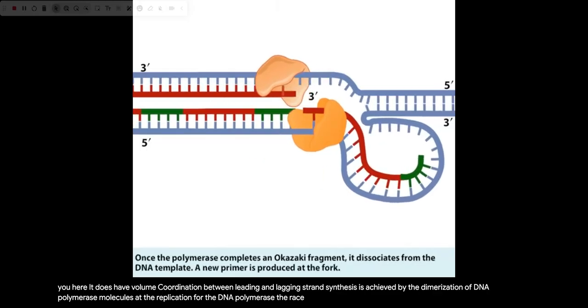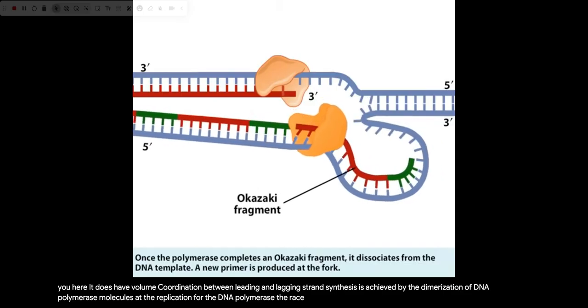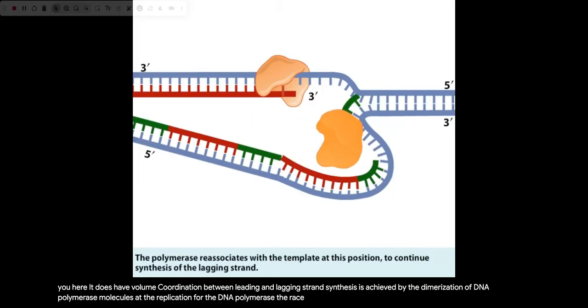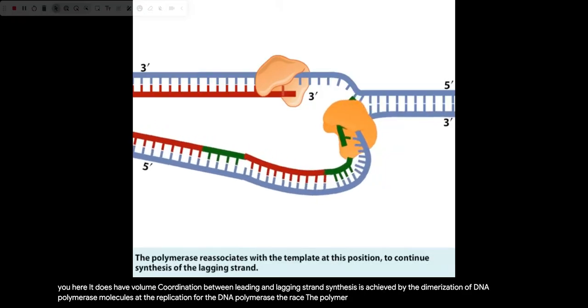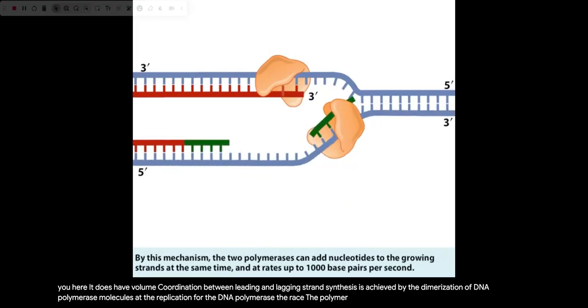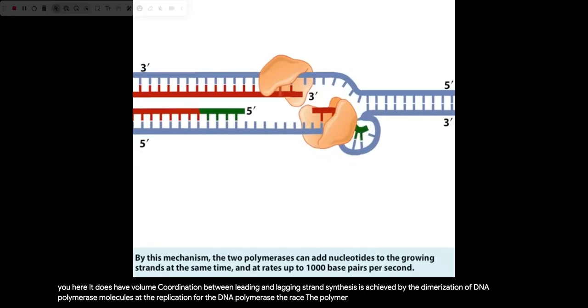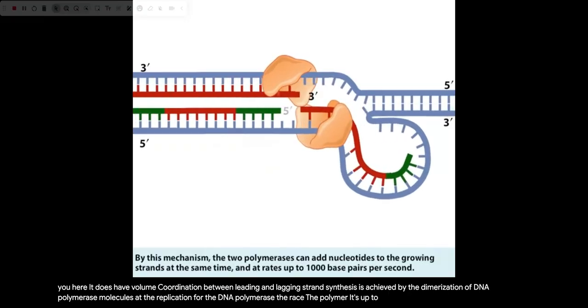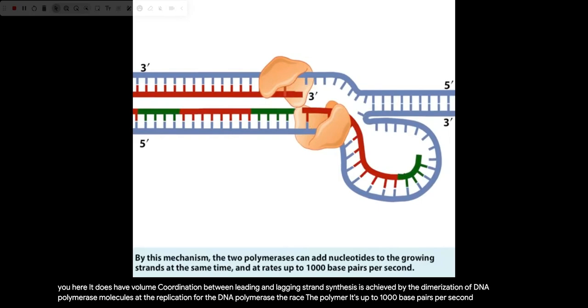Once the polymerase completes an Okazaki fragment, it dissociates from the DNA template. A new primer is produced at the fork. The polymerase reassociates with the template at this position to continue synthesis of the lagging strand. By this mechanism, the two polymerases can add nucleotides to the growing strands at the same time, and at rates up to 1,000 base pairs per second.